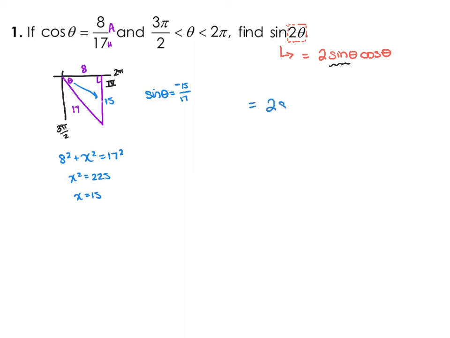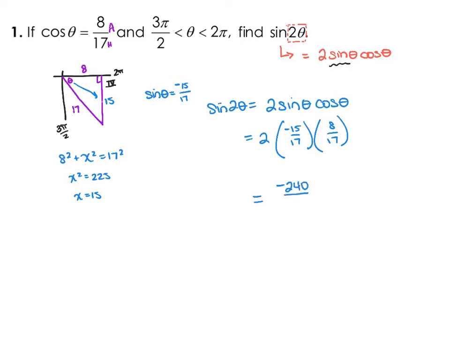So now we know our sine and our cosine, so we can fill in that entire formula. We're looking to fill in 2 sine of theta times cosine of theta. That's what this sine of 2 theta is equal to. So we've got 2 times the sine of theta, which is negative 15 over 17, and the cosine was given, we've got 8 over 17. When we multiply all those through, multiply your numerators, multiply your denominators, we end up with negative 240 over 289. And that is your final answer for this problem. You're just taking those values in and plugging them into the formula.